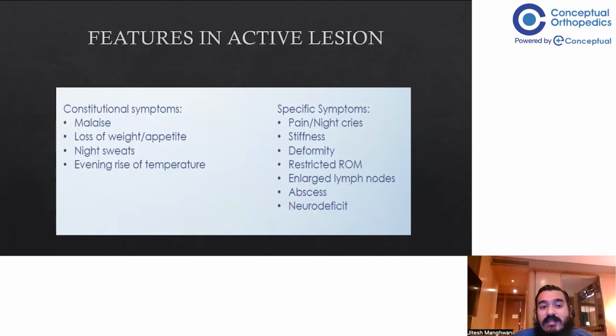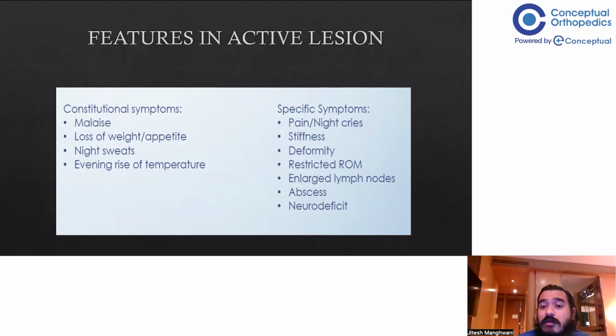What are the features in the active lesion? There are some constitutional symptoms. What are these? Malaise, loss of weight or appetite, night sweats, evening rise of temperature. Whenever the lesion is active and growing, patients would complain of lethargy and malaise. The patient would say that they have been experiencing loss of weight for the past couple of months. Also, there is a loss of appetite. These patients also have night sweats, and they complain of an evening rise of temperature. They would feel a spike of fever in the evening.